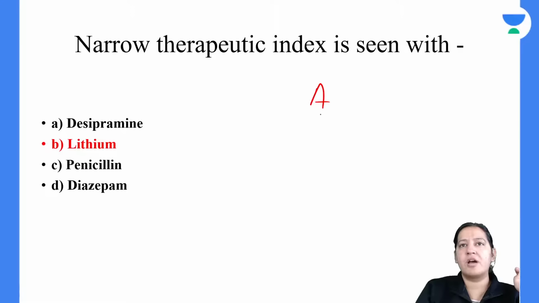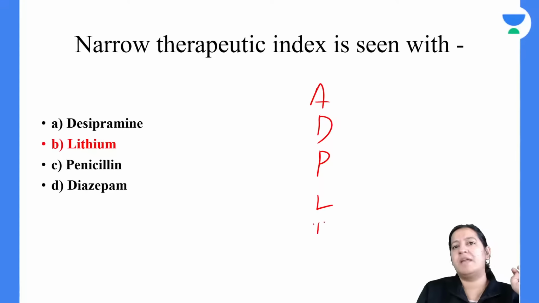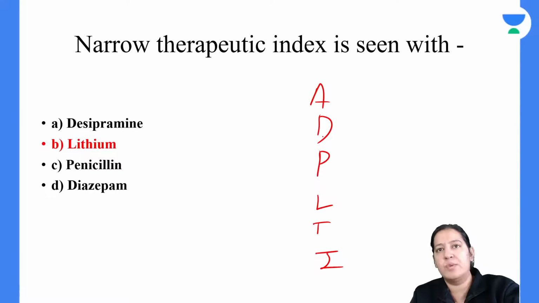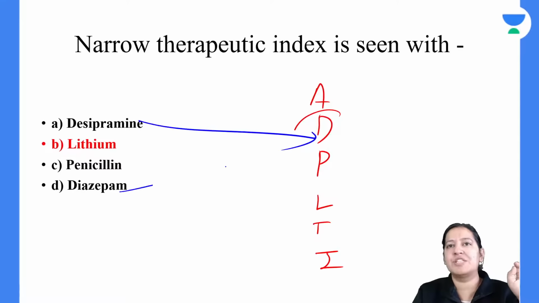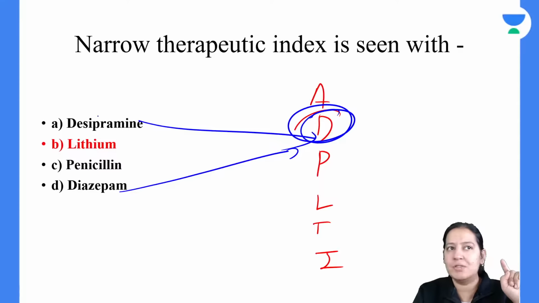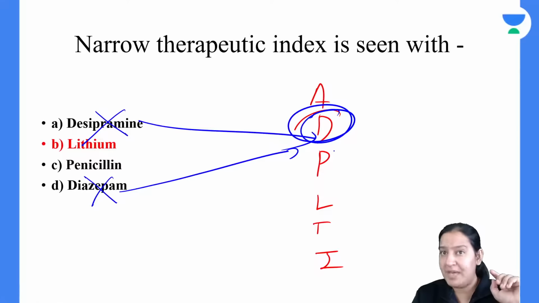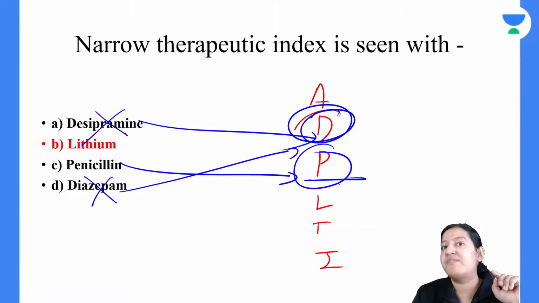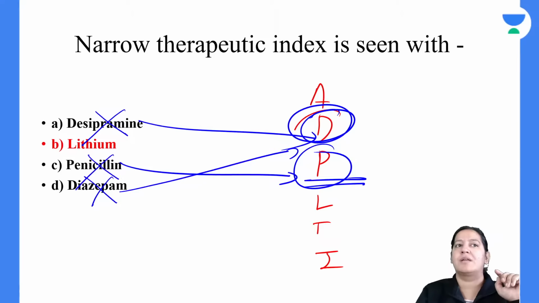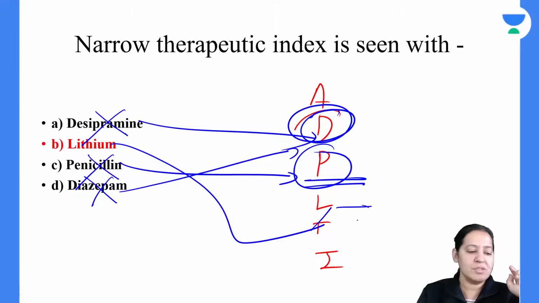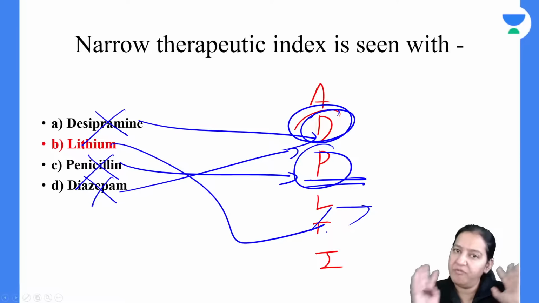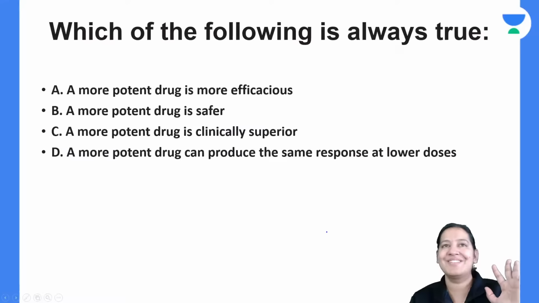Here in a drug possessing low therapeutic index, you can get confused with the D. There are two D options also, but this D is digitalis. It is not desipramine. It is not diazepam. It is digitalis. So you should not get confused. P is also there. It is not penicillin. It is phenytoin. So this option is incorrect. But yeah, L is lithium. So it is not the mnemonic you should know. It is the full form of the mnemonic which matters, right? So correct answer is this.